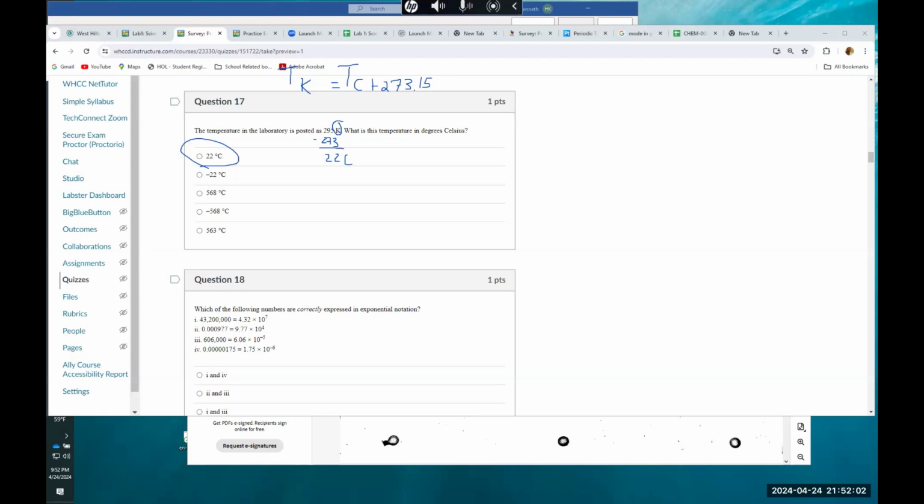And you should have this on your conversions sheet. It'll be where the army conversions and stuff are at. It'll be on that one. Okay, number 18.